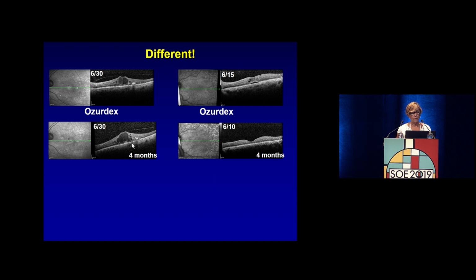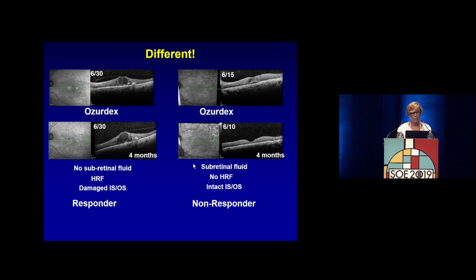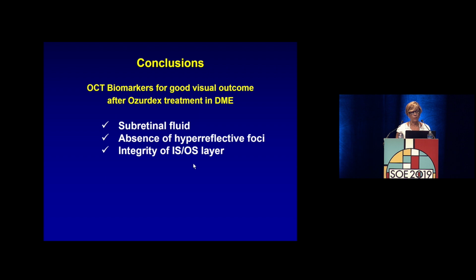So these 2 patients that I showed you, that one responded and one did not, are not the same, because the one that didn't respond doesn't have subretinal fluid, has many hyperreflective foci, and the inner segment, outer segment layer is damaged, as opposed to the other patient who does have subretinal fluid, does not have hyperreflective foci, and the inner segment, outer segment layer is intact. So you have here 3 important OCT biomarkers for the management of diabetic macular edema.